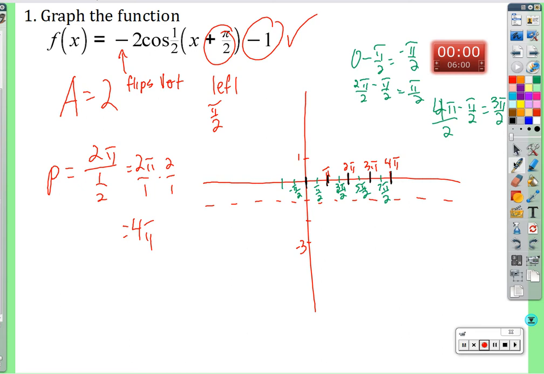So here we go. Here is its midline. There's its midline right there that we shifted down one. So we'll start at the minimum, go up to the midline at pi over 2, up to the maximum at 3 pi over 2, the midline at 5 pi over 2, and the minimum at 7 pi over 2. Make sure to leave that shift to the very end. Perfect.